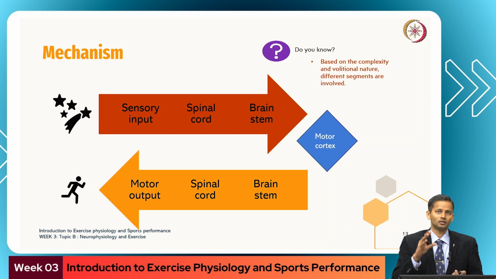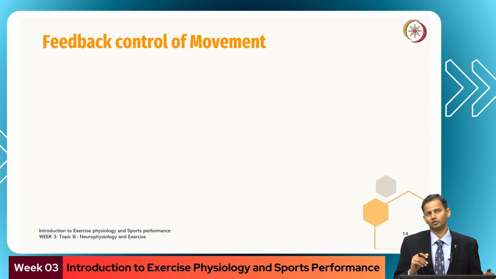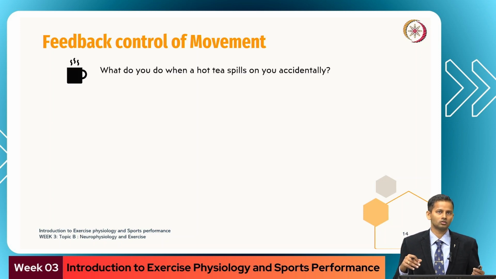Based on the complexity and the volitional nature of the task, various segments are triggered. Not necessarily all types of activity have to go to the central nervous system and then come back. It can happen at various levels as well. It depends on the complexity of the task as well as the volitional nature of the task. Every movement which the individual or the effector organ performs has to have a feedback system, so that it is incorporated into your learning and memory pathway as well. So the feedback for the control of movement is important.